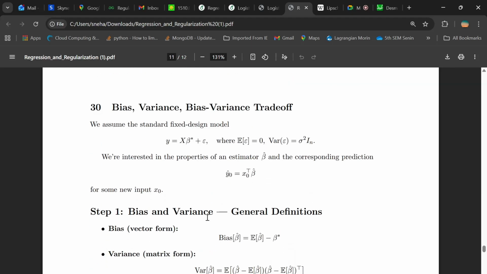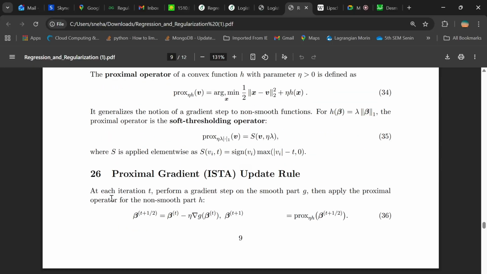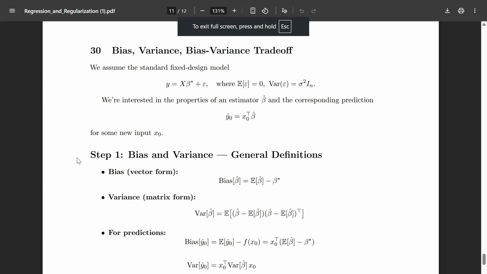Right. So we'll directly go to bias variance trade-off for now. Here, in Lasso the proximal operator corresponds to soft thresholding, enforcing sparsity at each iteration. Sparsity basically means that there are some weights which are set to exact zero. ISTA alternates between gradient descent and shrinkage via the L1 penalty. So this is what ISTA does, and you can check the ISTA update rule over here. So now we go to bias variance trade-off, and it's very important.